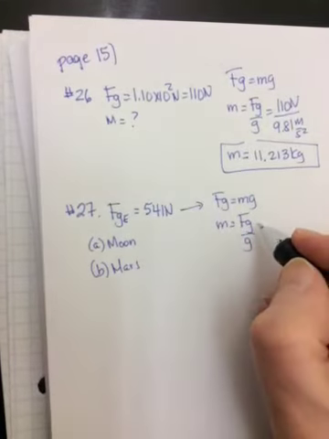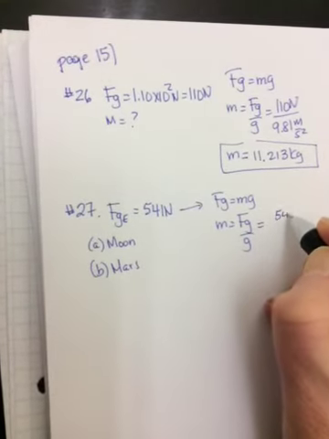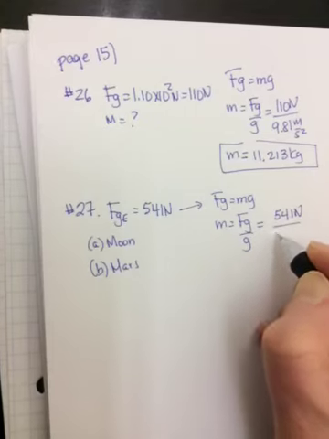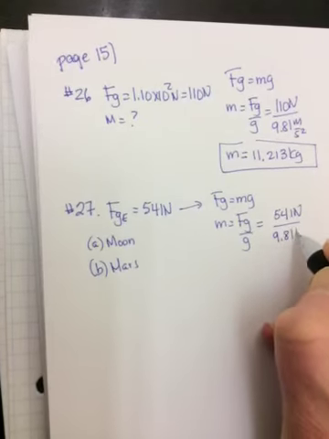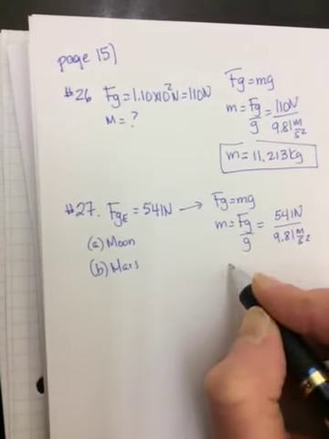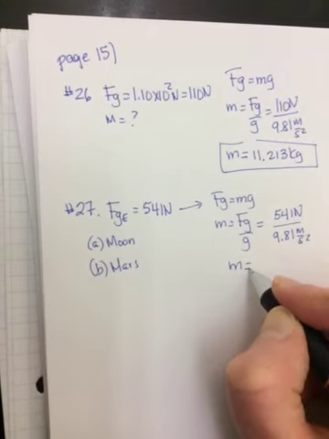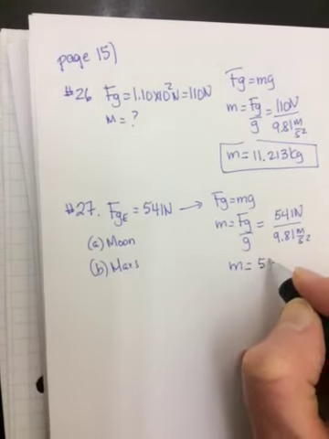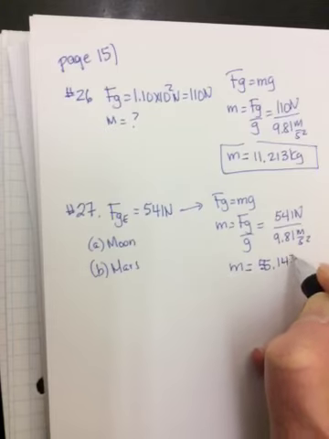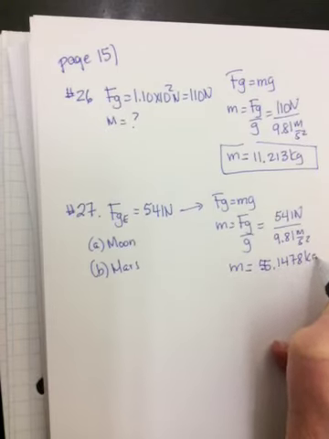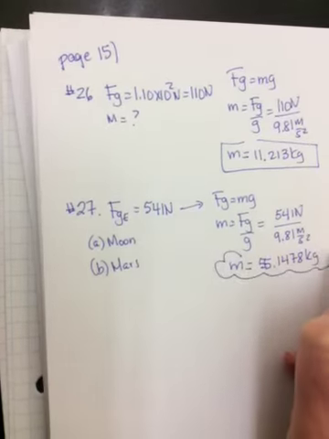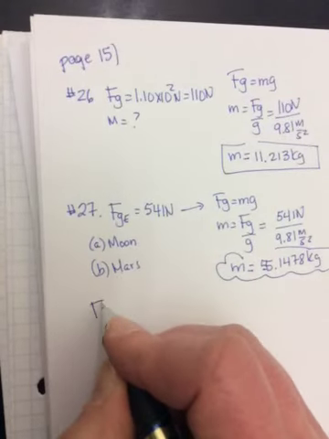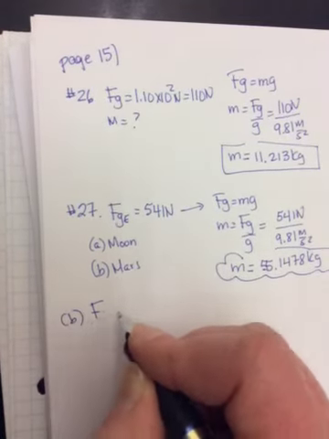So they're telling us the weight on Earth, 541 newtons, and we know the acceleration due to gravity on Earth is 9.81 meters per second squared. And so when we do this, we find our mass to be 55.1478 kilograms. Okay? And so now we can use that to find out what's our Fg on the Moon.